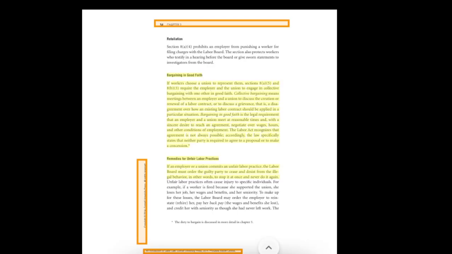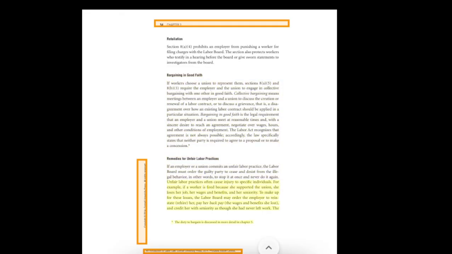Remedies for unfair labor practices. If an employer or a union commits an unfair labor practice, the Labor Board must order the guilty party to cease and desist from the illegal behavior, in other words, to stop it at once and never do it again.